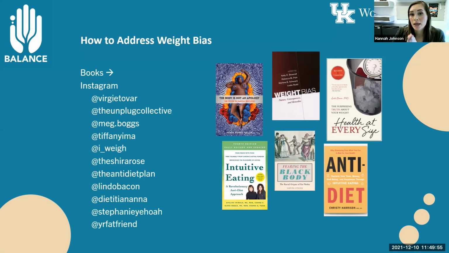One of the best ways, I think, personally, to address your own weight bias and fat phobia is to read more about it. I think reading about the racial roots of fat phobia is really what sparked my initial interest. So Fearing the Black Body by Sabrina Strings, and then also The Body Is Not an Apology by Sonia Renee Taylor are great resources that discuss that. So here are some books.